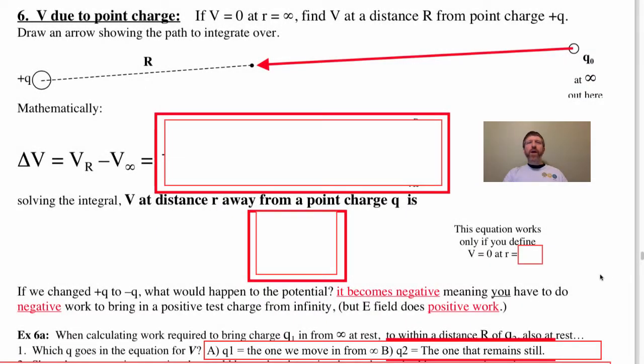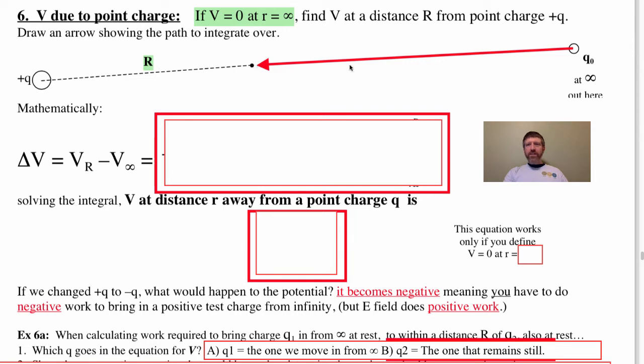Now let's talk about the electric potential due to a point charge. So again, if we define V equals 0 at r equals infinity, we want to find the potential at a distance r away, right there, from a point charge plus q. So here we are at plus q, r away from it.